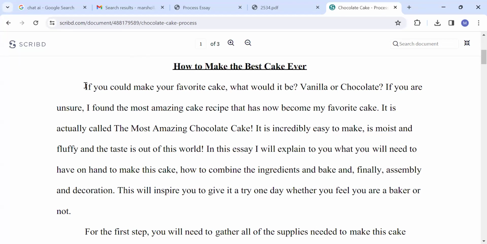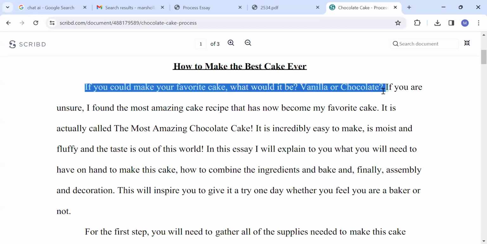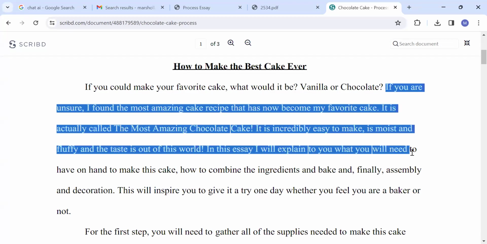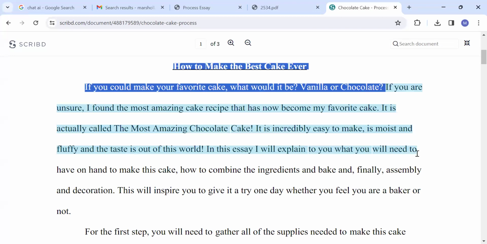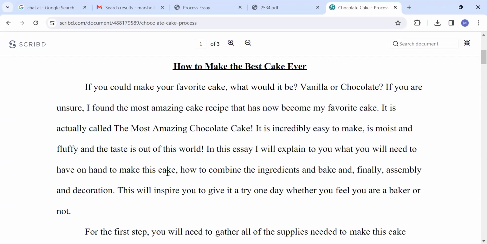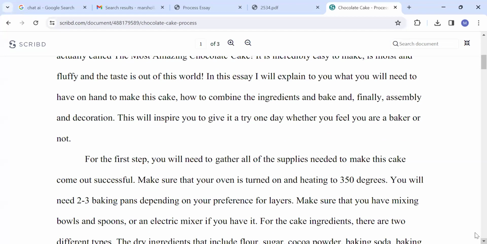So in this, we see our hook, which is a question that is used. Next, we have our contextualization. Why do you want to learn to make a cake? Well, you're going to get a moist and fluffy cake that is so delicious that it's out of this world. And I'm going to teach you what you need to have, how you're going to combine it, and how you're going to assemble and decorate it. That's a thesis statement. Okay? Just let me know if you can see the connections. Very good.